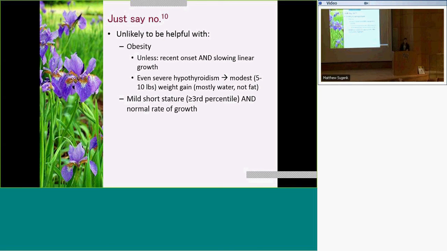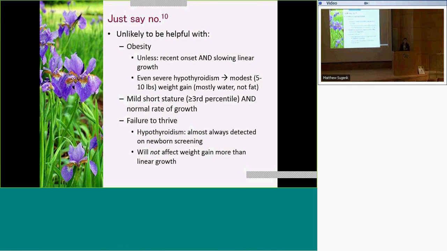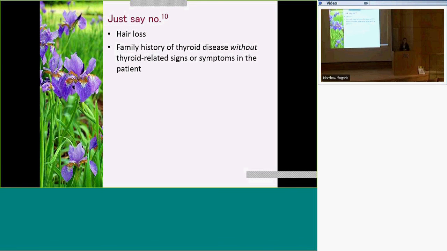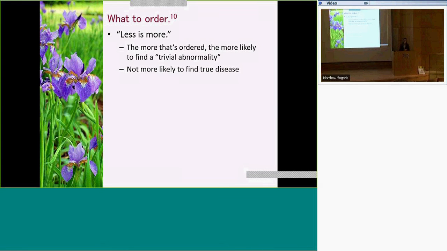Being mildly short stature but growing at a normal rate, failing to thrive, it's almost always picked up on newborn screens now. And again, it doesn't affect weight gain more than growth. Hair loss, no. Family history without the symptoms is not a valid reason to send it. And then just hyperactivity without a goiter. Less is more. The more you order, the more likely you are to find something that's just slightly off and lead you down the rabbit hole. So if you had to pick just two, which would you send?